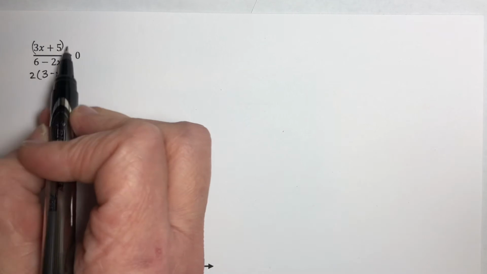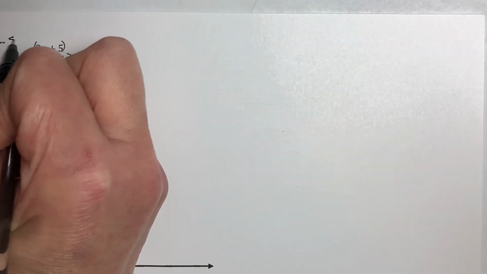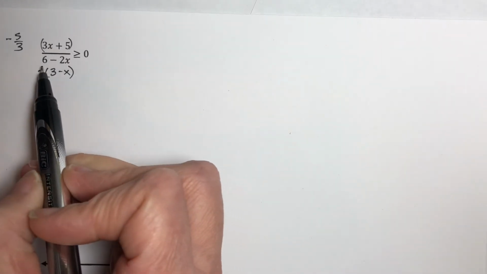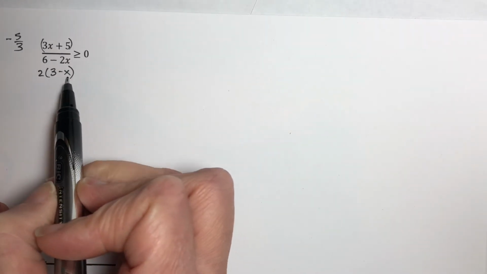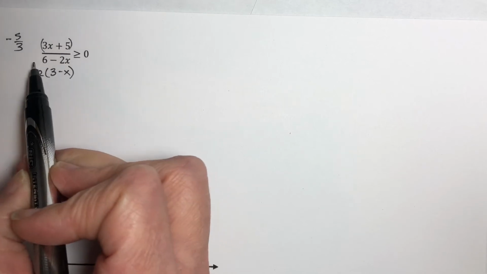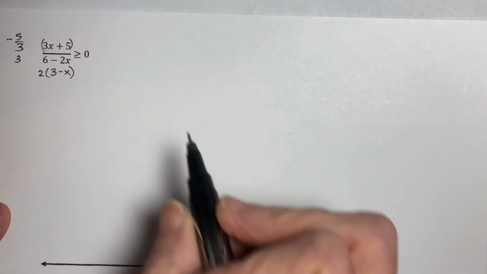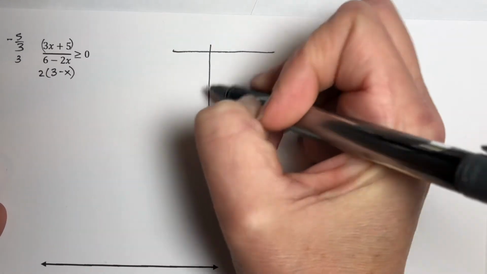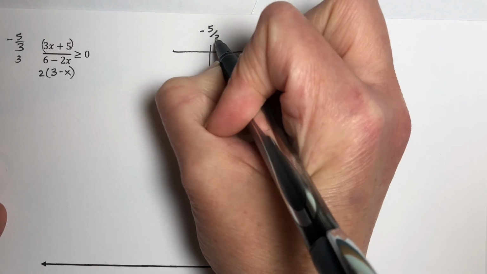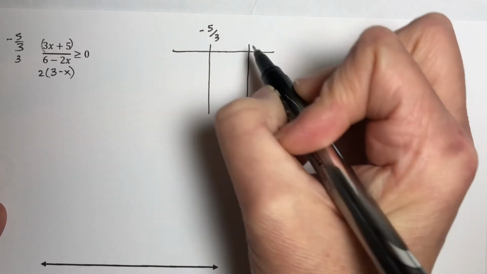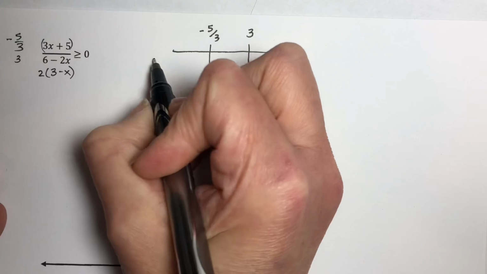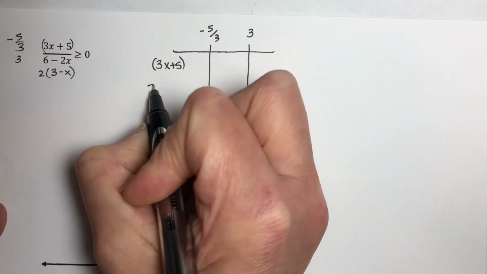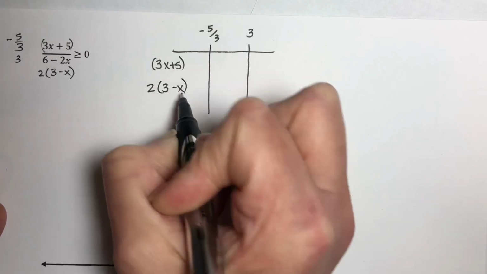All right, but what makes this 0? That would be a -5/3. Set it equal to 0 and solve, you'd get -5/3. What makes this 0? A 3. Because if I plug in 3 here, that's 6 minus 6. Okay, so I make my number line, and I need -5/3. And I need a 3. And 3x plus 5. And I can do 2 times (3 minus x).